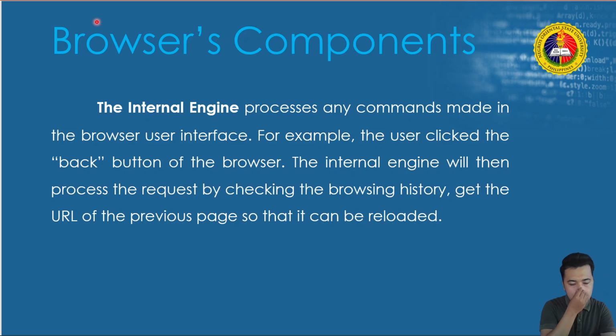Next component of a web browser is the internal engine. The internal engine processes any commands made in the browser user interface. For example, the user clicks the back button of the browser. The internal engine will then process the request by checking the browsing history, getting the URL of the previous page so that it can be reloaded. So, the internal engine is like the sequence of commands that make everything work inside a browser. Whatever you do with the browser UI or browser user interface, the internal engine will process it.